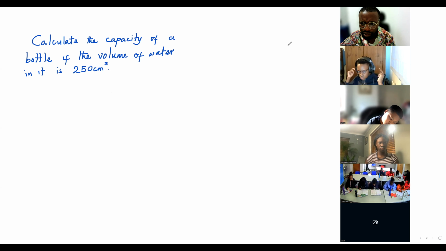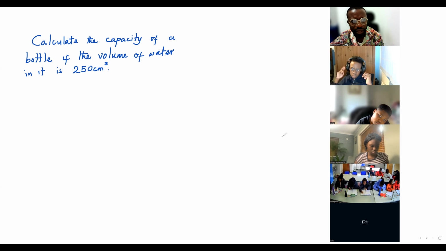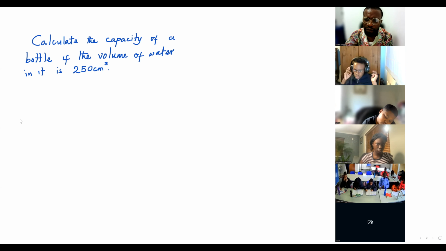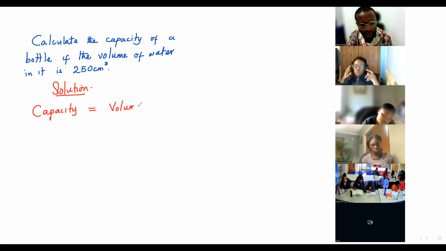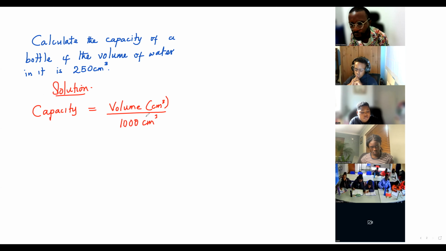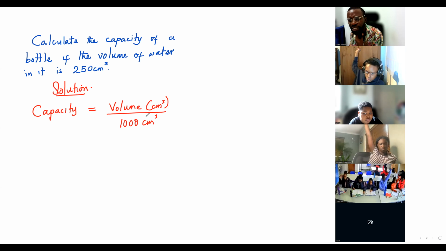All right, do that. So you have to calculate the capacity of the bottle. Remember what I said about capacity? I said capacity is volume in cm3 divided by 1000 cm3. How many of you put this down when I asked you to write it? If you wrote this down, can I see your hand up?